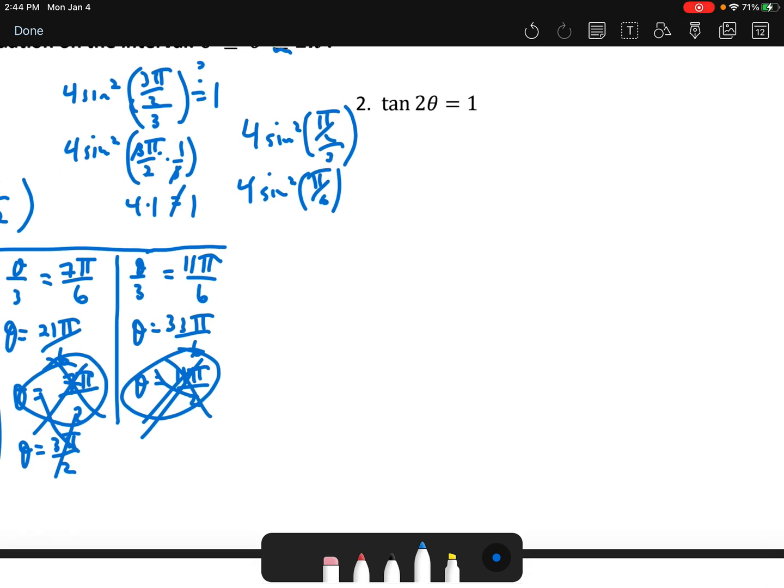Okay, the tangent of 2 theta equals 1. Okay, so to do this one, we're simply going to figure out, okay, when is tangent 1? So we're going to take the inverse tangent of 1. So when is tangent 1?